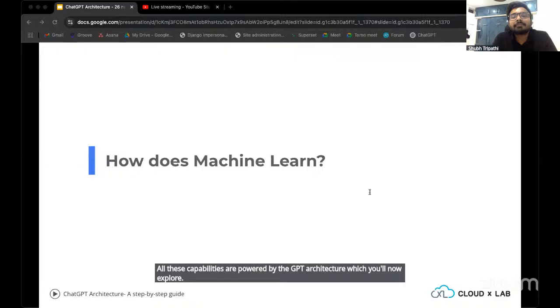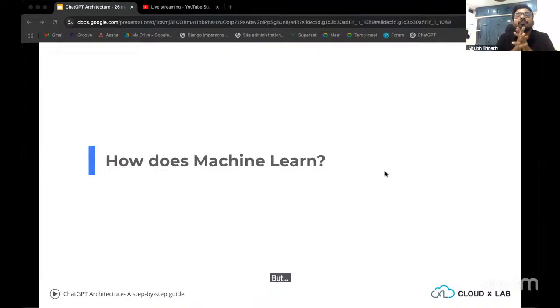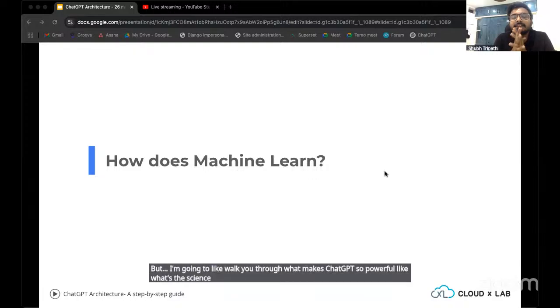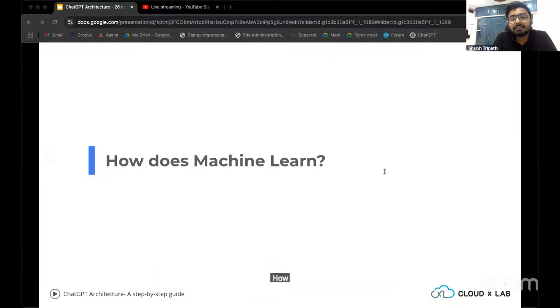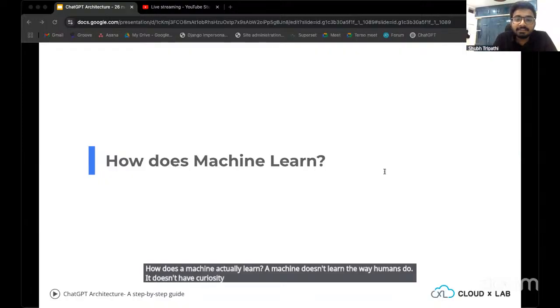I'm going to walk you through what makes ChatGPT so powerful, what's the science behind it. Let's start with a very simple example. This is the first point when we go to understanding machine learning. How does a machine actually learn? A machine doesn't learn the way humans do. It doesn't have curiosity, intuition, or experiences. Instead, it learns by examples.